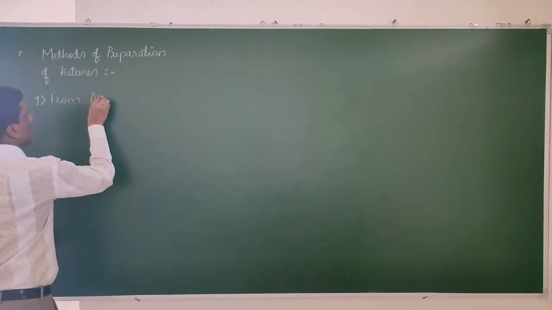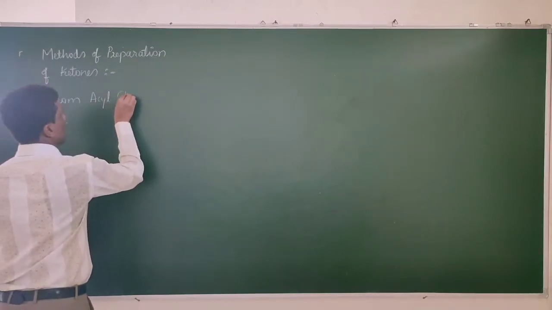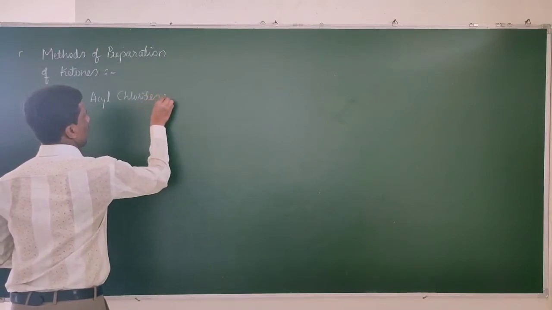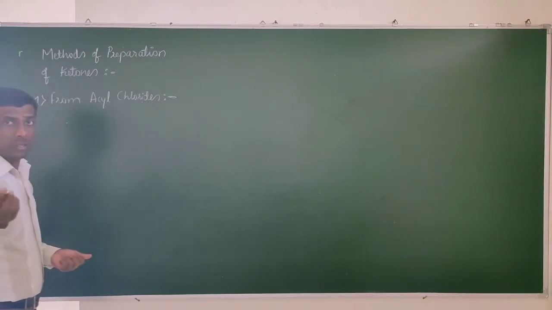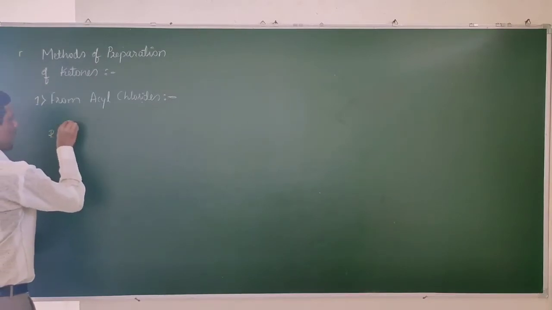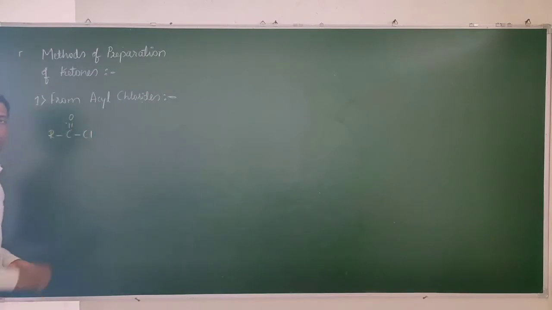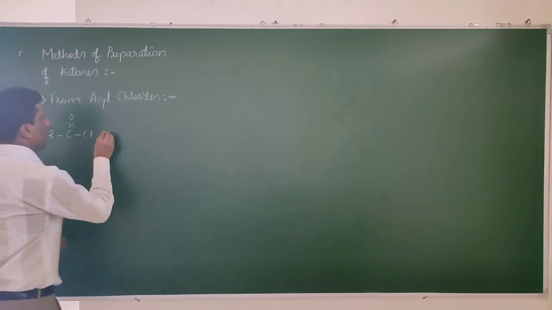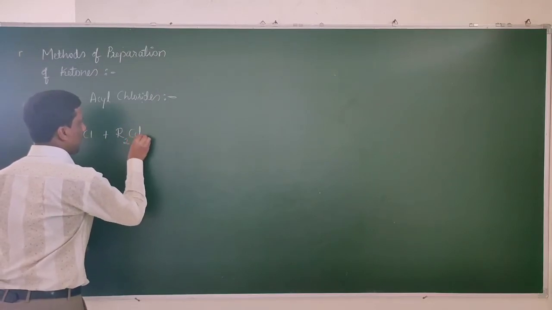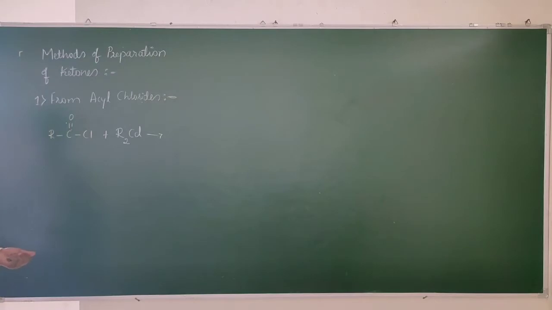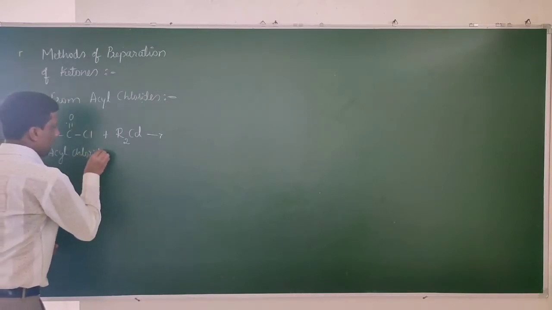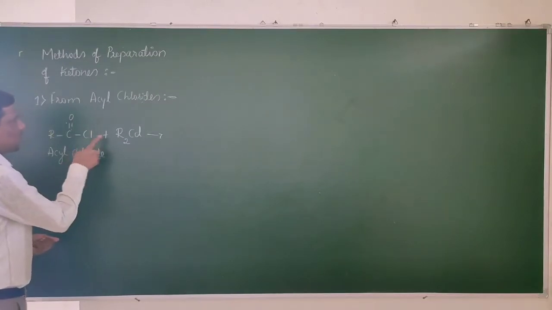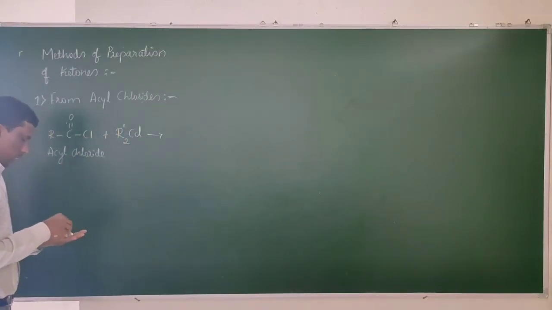From acyl chlorides. We all know the general formula of the acyl chloride, that is RCOCl. It is acyl chloride. Whenever this acyl chloride reacts with dialkyl cadmium, here this Cl is replaced by this R. Consider this one as RH. Okay. Here, what do you get?